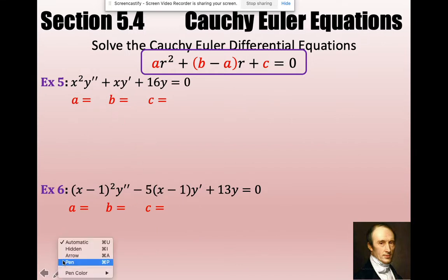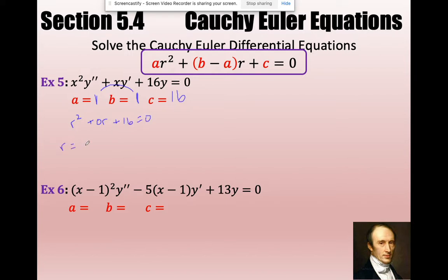Five. I think you can probably figure out what's going to happen here, right? I'm going to get 1r squared plus b minus a plus 16 is equal to 0. Therefore, r equals plus or minus what? 4i, which is really 0 plus or minus 4i. So there's alpha, there's beta.